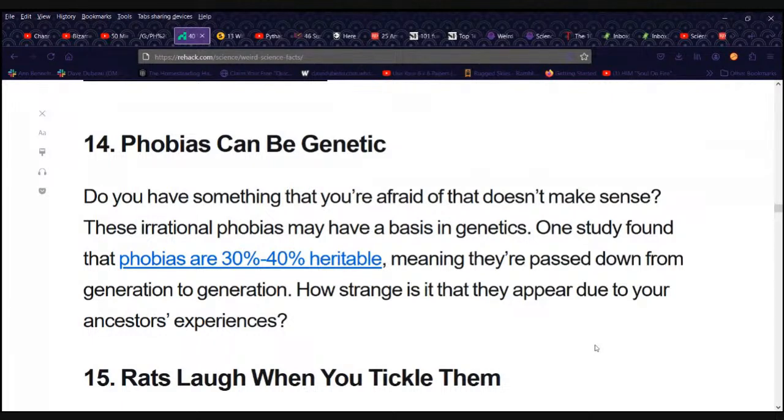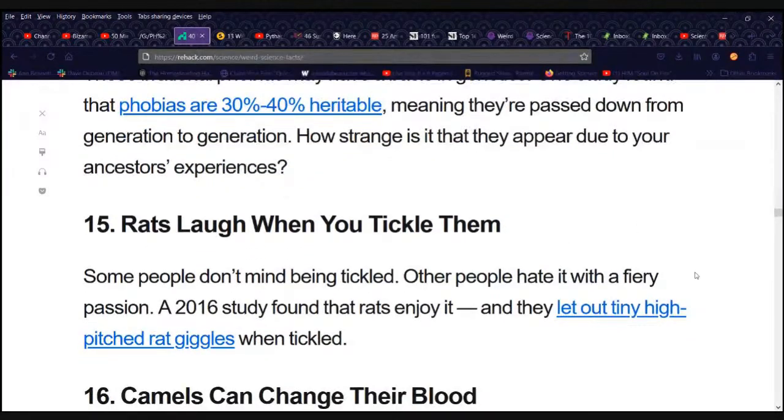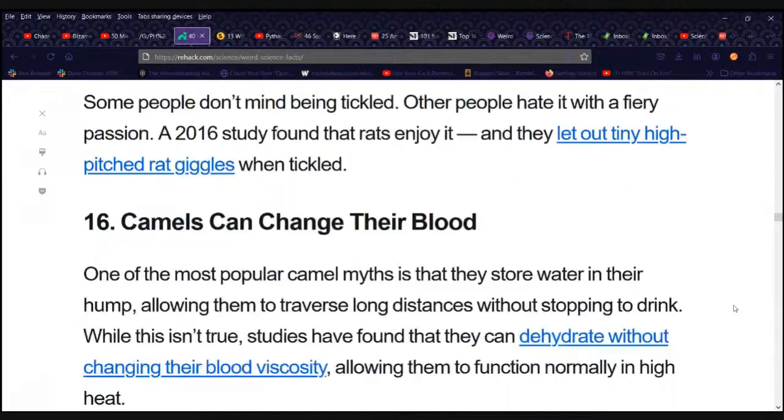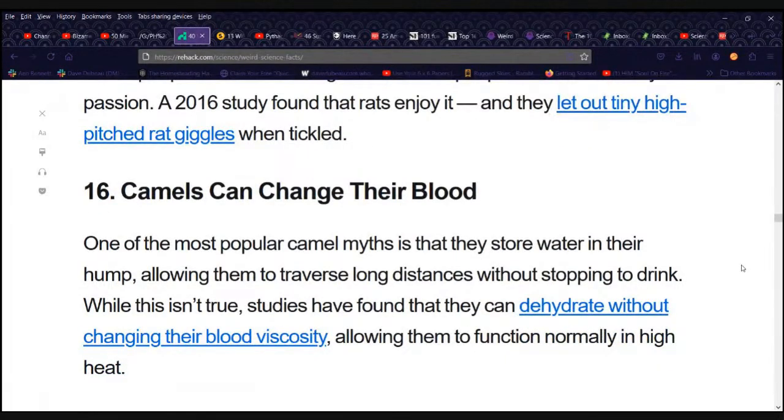Yeah, they do. This was new to me. Rats tickle or laugh when you tickle them. Yeah, but it's ultrasonic, so you can't hear them. Yes, right. Camels can change their blood.